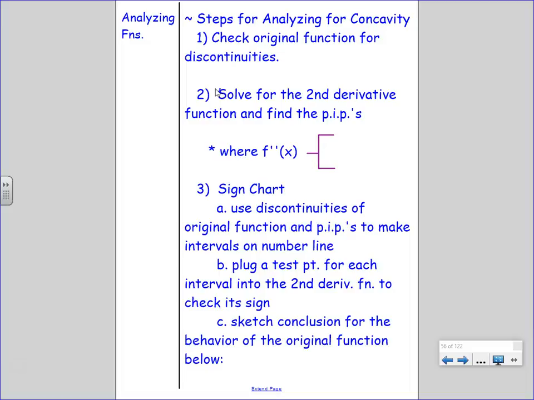As you're writing, does this look completely familiar? No. I see discontinuity is number 1. I see, okay, number 2 is a little different, but there's a pitchfork. Number 3, sign chart. Oh my goodness. What is this like?